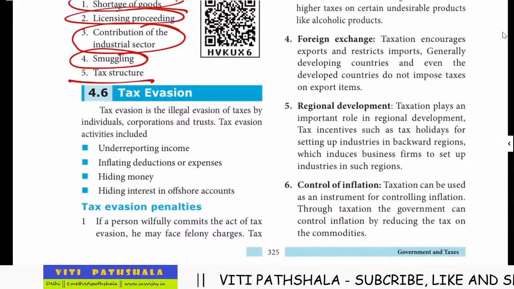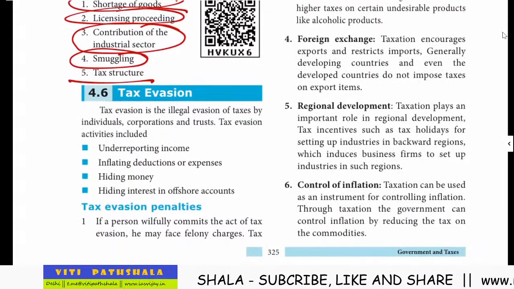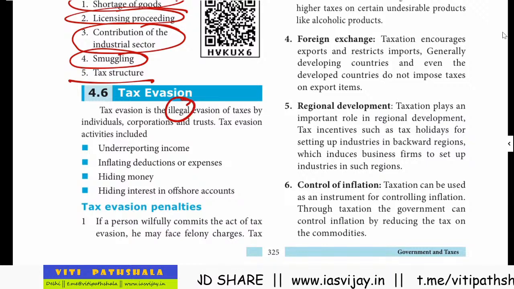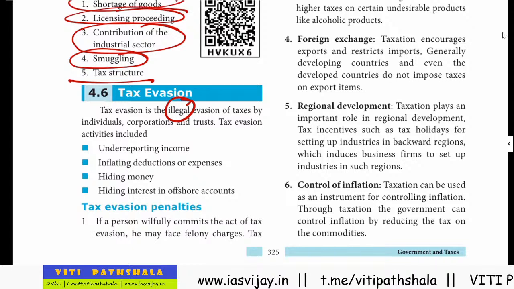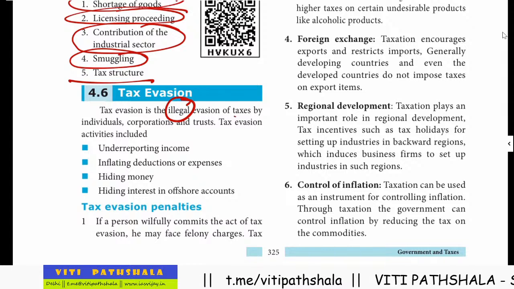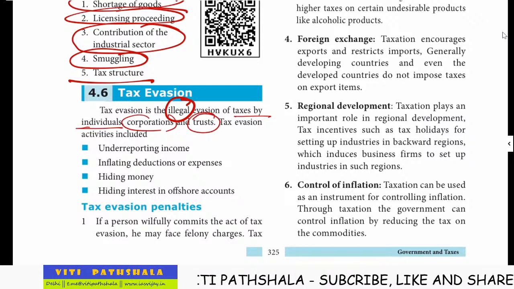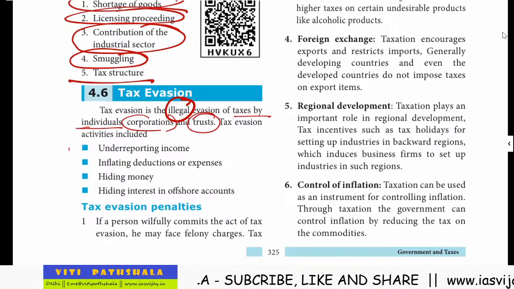Now, tax evasion is different, black money is different. Tax evasion is illegal, so remember that it is illegal. It is the evasion of taxes by individuals, corporations, and trusts. Tax evasion activities include under-reporting income.